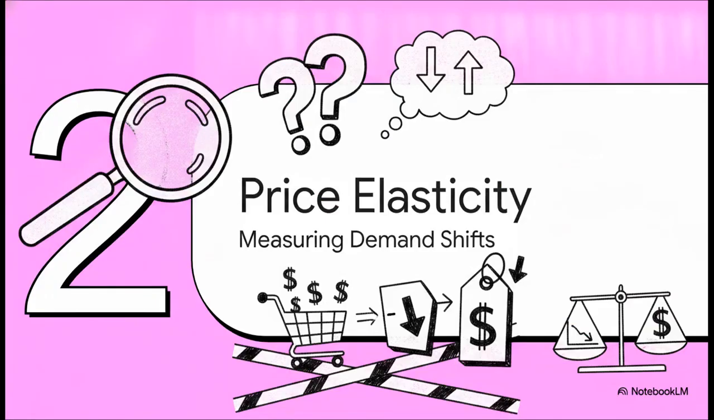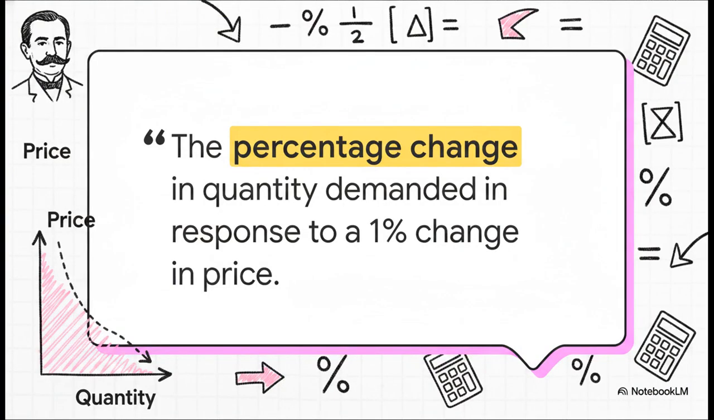Moving on to Section 2, price elasticity of demand. Let's interrogate our very first suspect, the product's own price. This concept was devised by the legendary economist Alfred Marshall. His formula measures relative responsiveness. Simply put, you take the percentage change in the quantity demanded and divide it by the percentage change in the price.